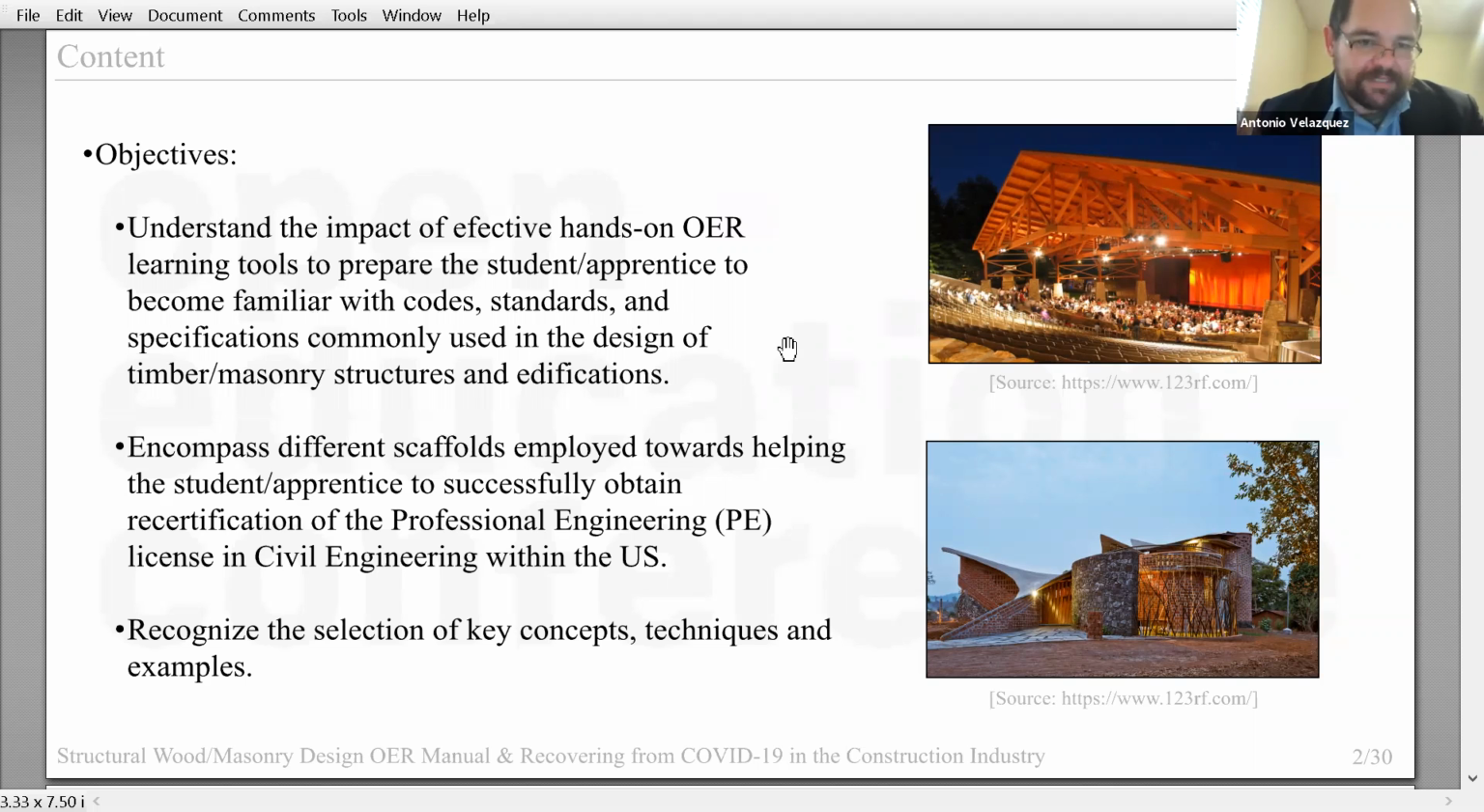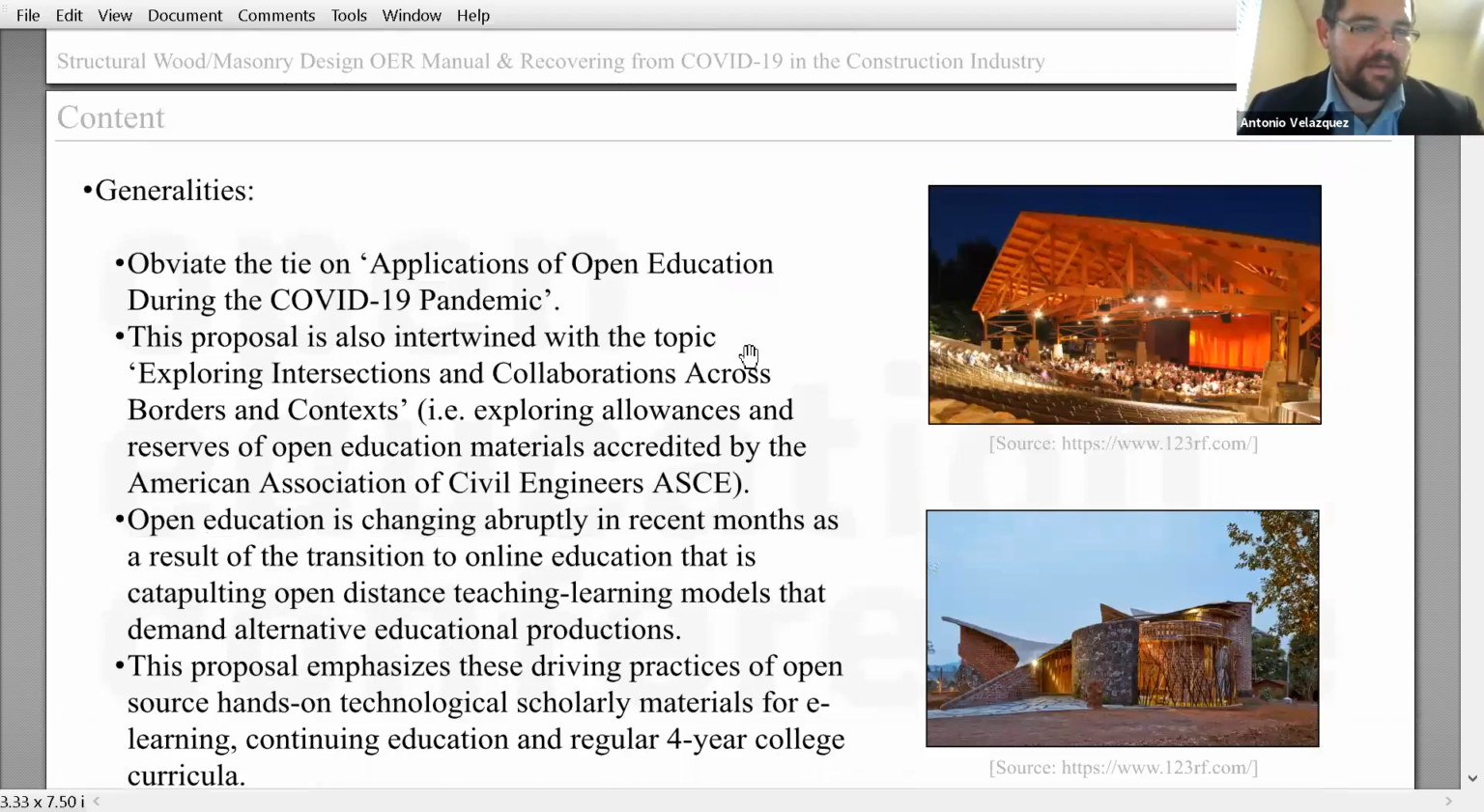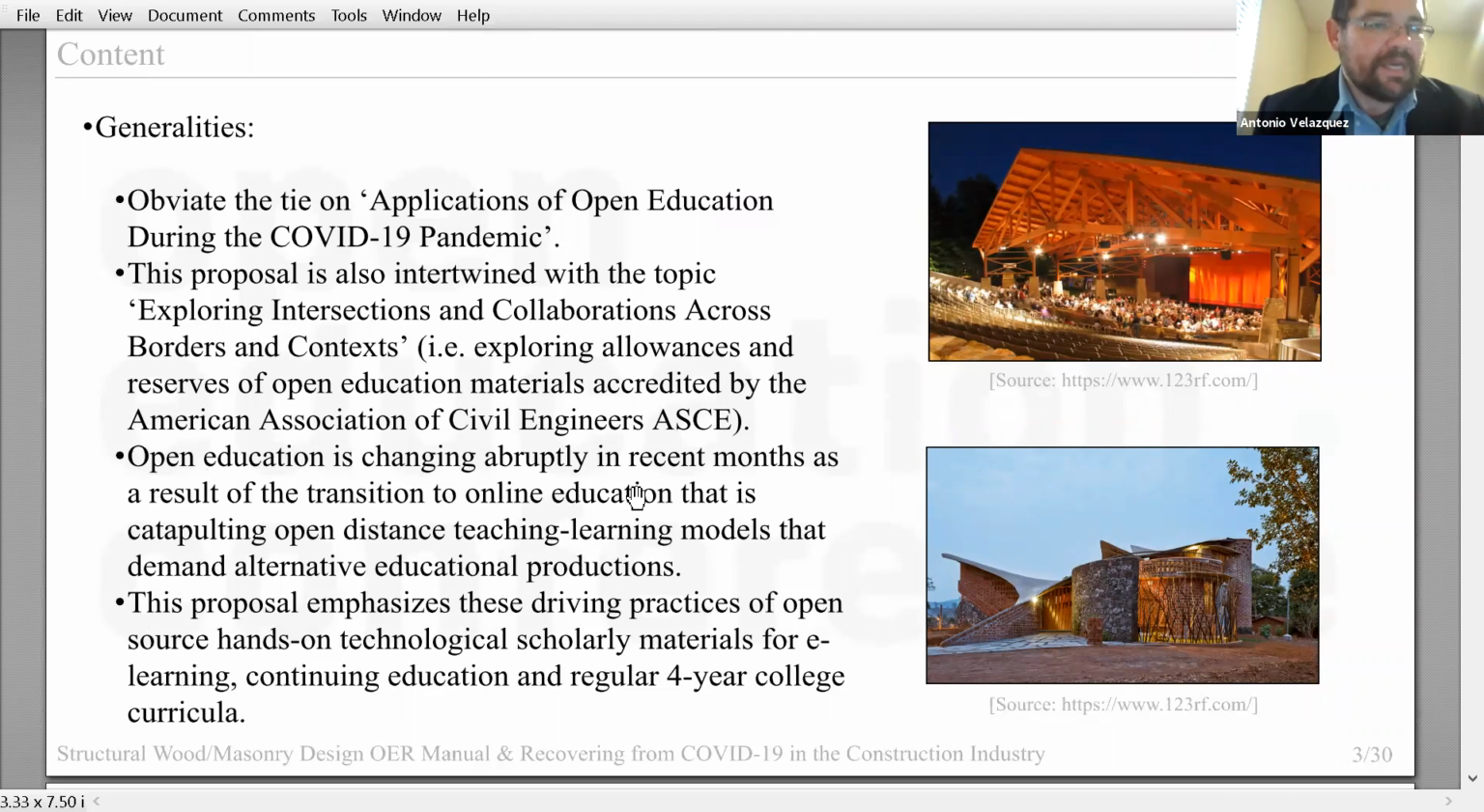Also, we want to understand some general practices and professional engineering licenses that this labor force has to comply with in order to do the work and insert themselves in the construction industry. And also recognize some key concepts, techniques, and examples of what we are doing here at Savannah State University to try to contribute a small grain of salt during this coronavirus.